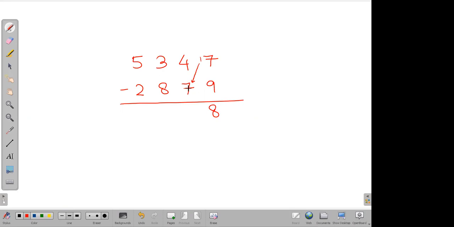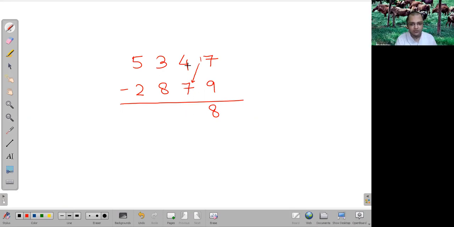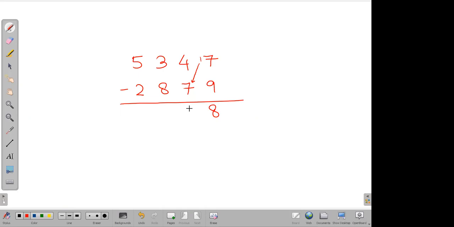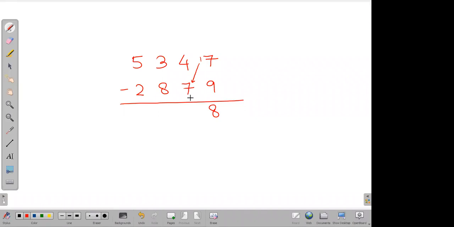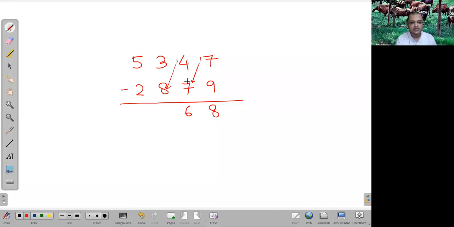8. Now we cannot convert 8 into 4, but we can convert 8 into 14. So how much should we add? How much should I add in 8 to get 14? 6. So 8 plus 6 is 14. That one gets added with 8, so 8 becomes 9.